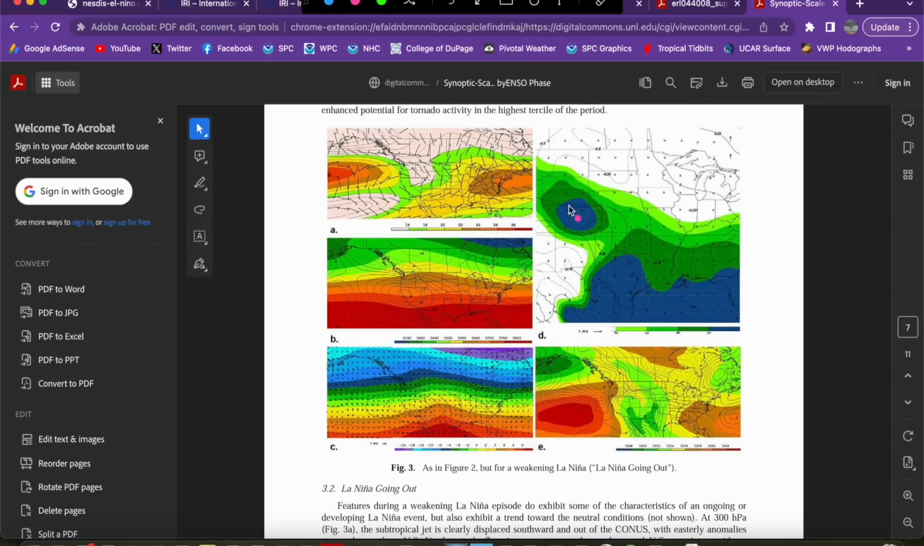So places like Wyoming, Colorado, Nebraska, during the spring months, especially that May through June timeframe in these years that they termed La Nina going out, or weakening La Nina phases.